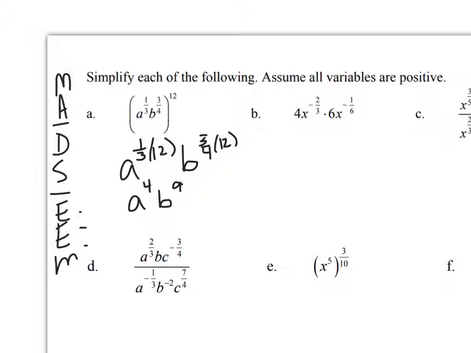When I have coefficients, like in part B, you just do the operation. So 4 times 6 is going to be 24. And I'm going to go ahead, even though I have these negative exponents, I'm going to go ahead and add them together because I'm multiplying the same base, so I add the exponents. So x to the negative 2/3 plus negative 1/6. So that would be negative 5/6. 24x to the negative 5/6.